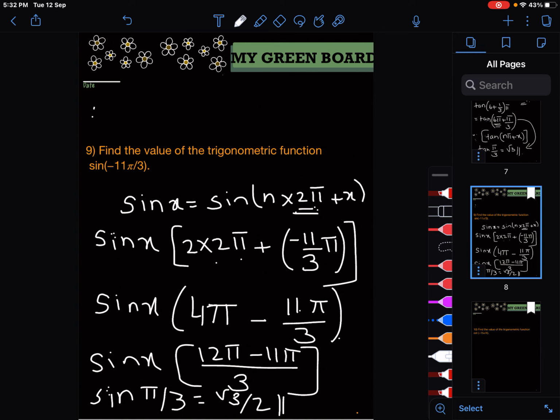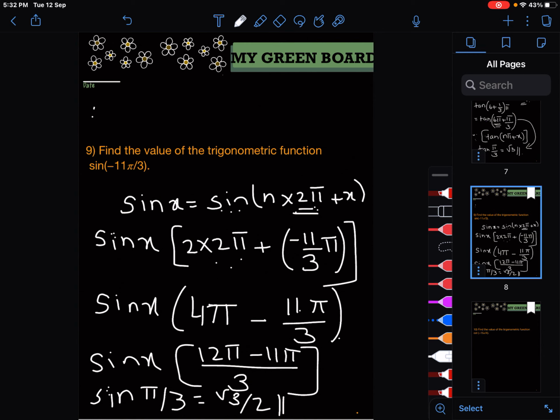Okay children, see, it's simple. When they give a negative radian, like minus 11 pi by 3, we just need to see after what angle the sine function repeats. Sine repeats after every n times 360 degrees, so we write multiples of 360, that is 2 into 360, which in radians is 2 pi. Whatever question is asked, we put it here as pi, because we need to remove this pi to get the value of sin x. We can't find the value of 11 pi by 3 directly, so we need to simplify this.